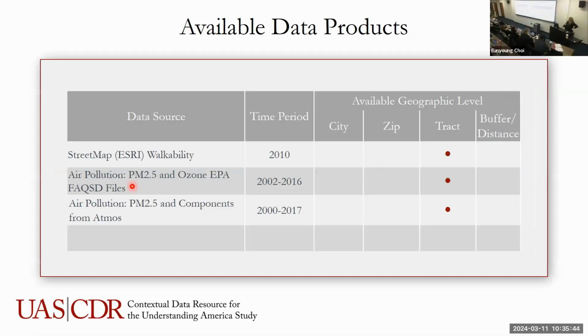But we provided the air pollution data. I actually think they'll probably get the updated data very quickly because they have a high need for this updated pollution data. And obviously we have to update the walkability data now that we have the 2020 TIGER/Line files from the census.